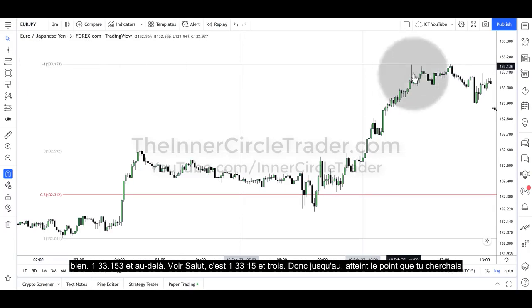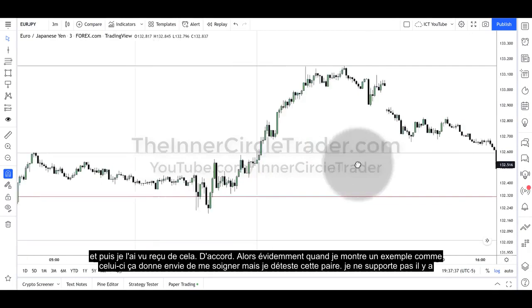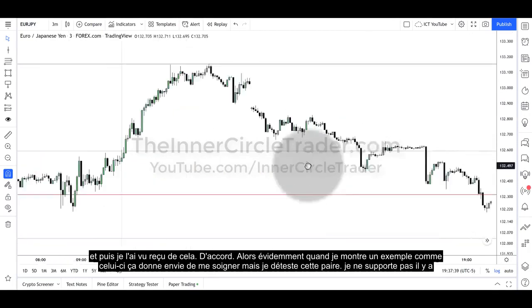133.153, and that's not that. Let's see. High is 133.153. So right to the point that you'd be looking for. And then we've seen it recede from that.